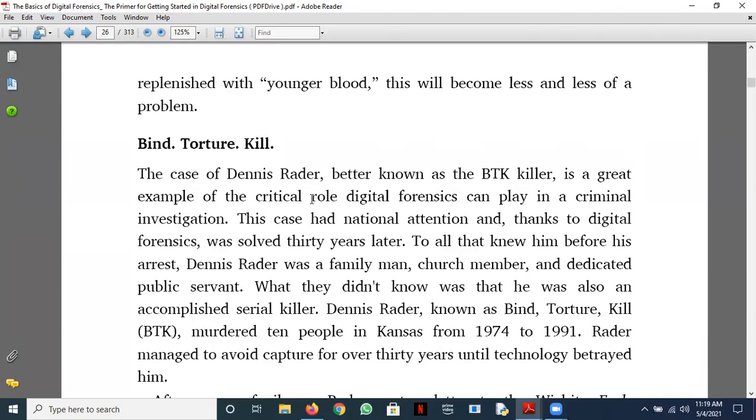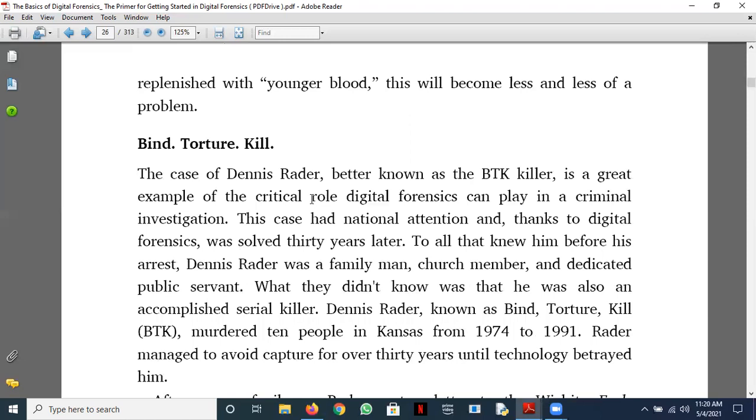There is a very important and very interesting case, Bind, Torture, and Kill, about Dennis Rader, who was a serial killer. You can read it, and then we can maybe discuss it in some of our future classes. Maybe some movies were also made on this. I'll check and see if the movie is available. I'll refer it to you.